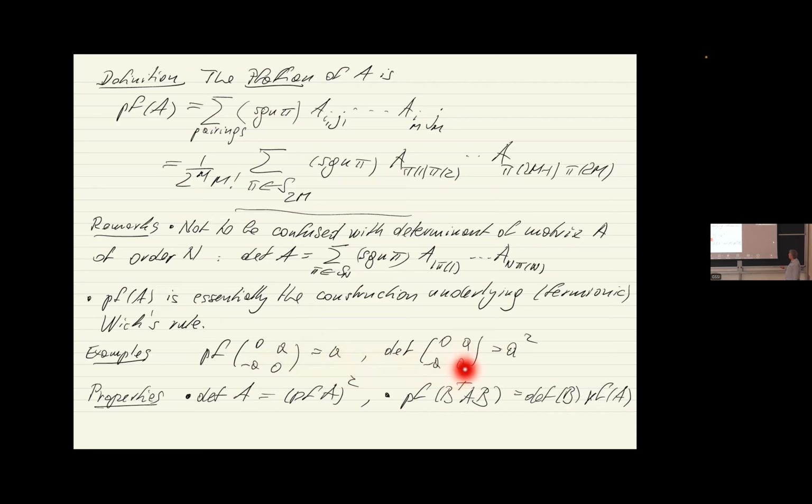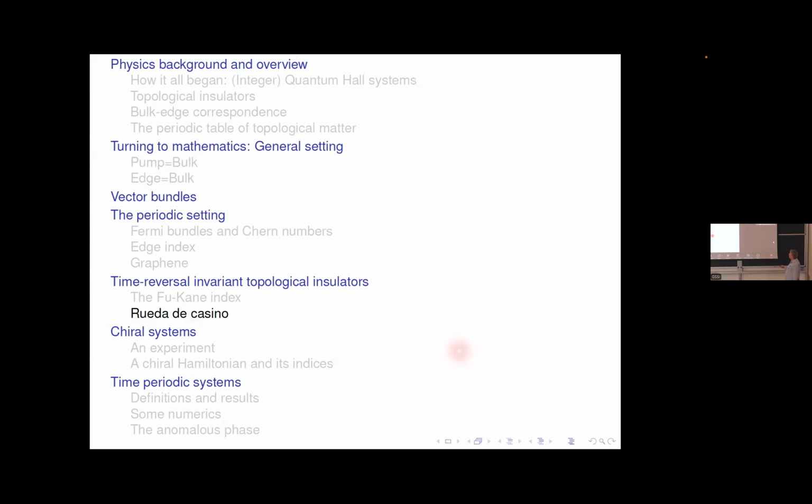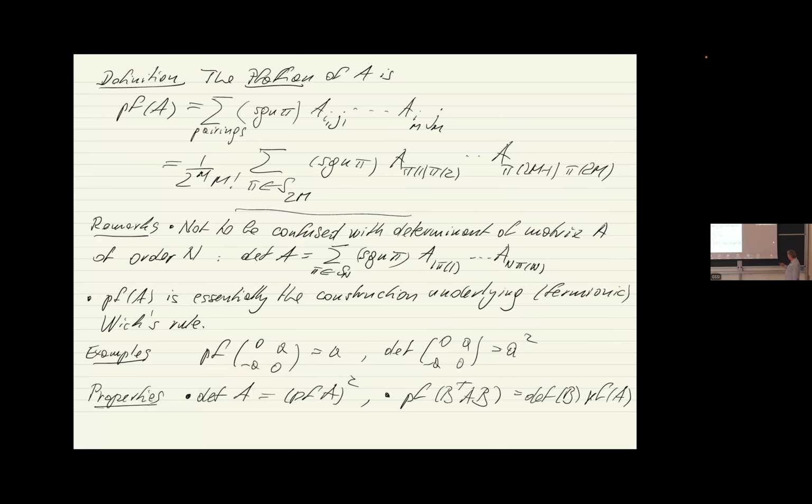Whereas with the determinant, you know how you do it, you pick one element from each row and column. The determinant is that. So it's not the same thing, but the determinant is the square of the Pfaffian, and that is what we have been using before.